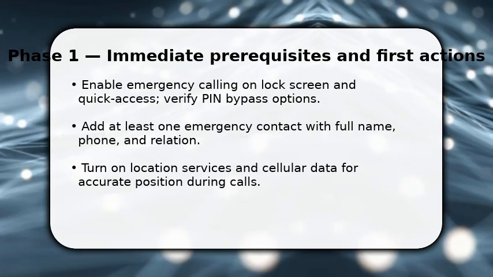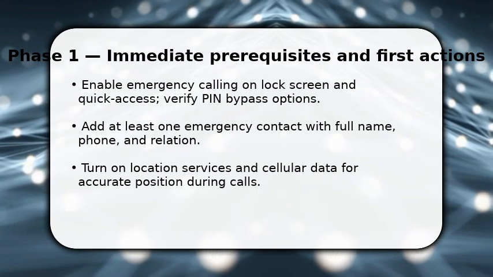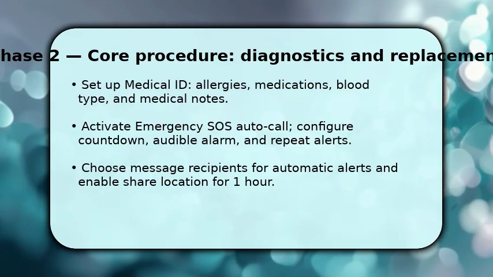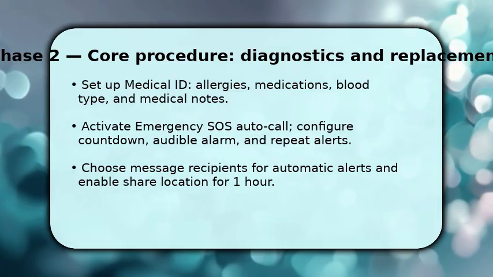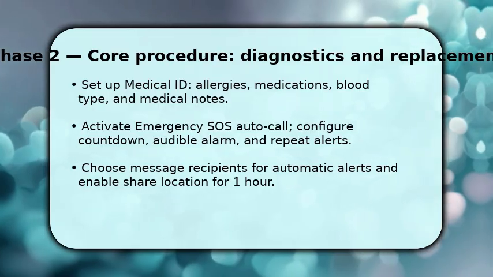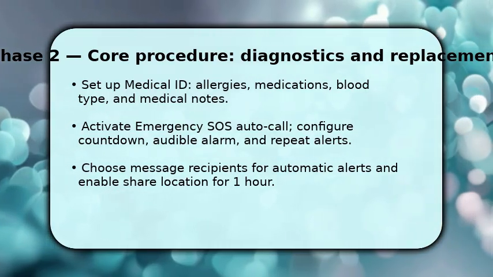Once done, make sure the phone's time and region are correct, because incorrect locale can route calls improperly and delay assistance. Next, configure details responders need. Open Health or Emergency settings and create a medical ID, include allergies, medications, blood type, and any critical notes. This can save time in treatment.